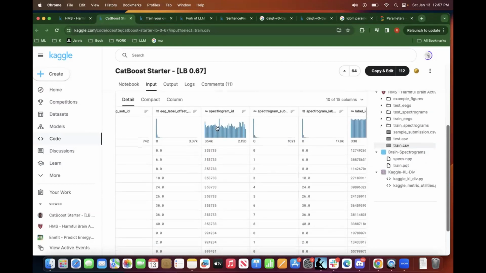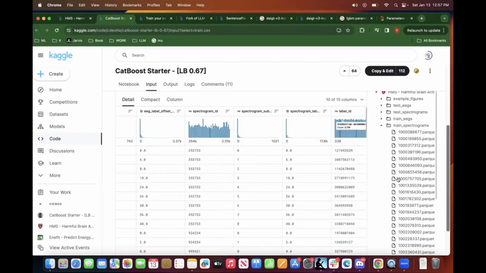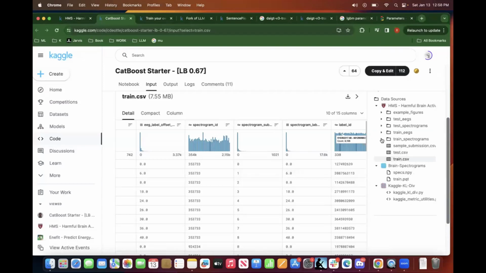Now, where does the spectrogram ID match with the train spectrograms? Oh, okay, I see. So this basically should be one of these Parquet files, is it? Yeah. So those are the spectrogram posts. In fact, if you want to look at the details, it's there in the PDF files that are attached. But if you want to just glance at what a spectrogram looks like, it's there in the basic image.